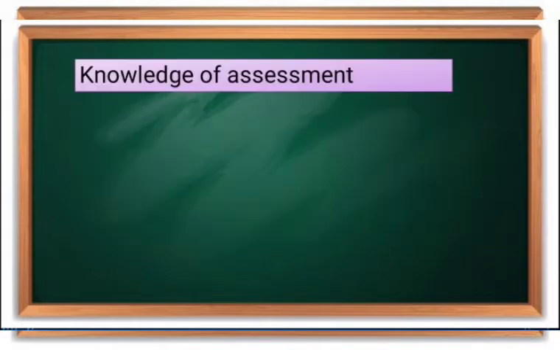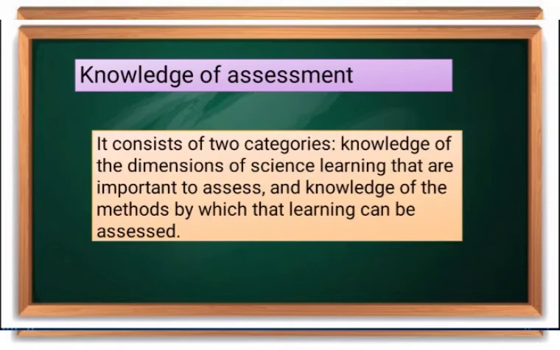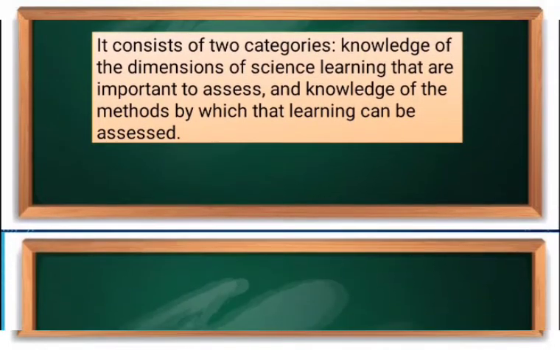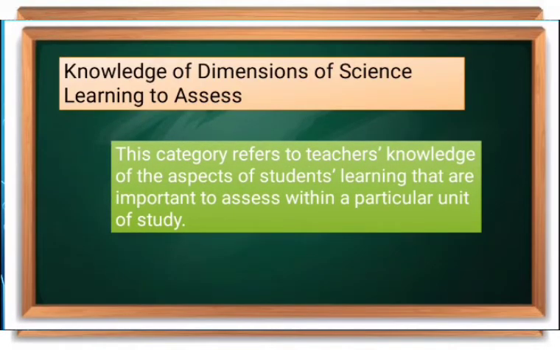Another component of pedagogical content knowledge is the knowledge of assessment in science. It consists of two categories: knowledge of dimensions of science learning that are important to assess, and knowledge of the methods by which that learning can be assessed. Knowledge of dimensions of science learning to assess. This category refers to teachers' knowledge of the aspects of students' learning that are important to assess within a particular unit of study.